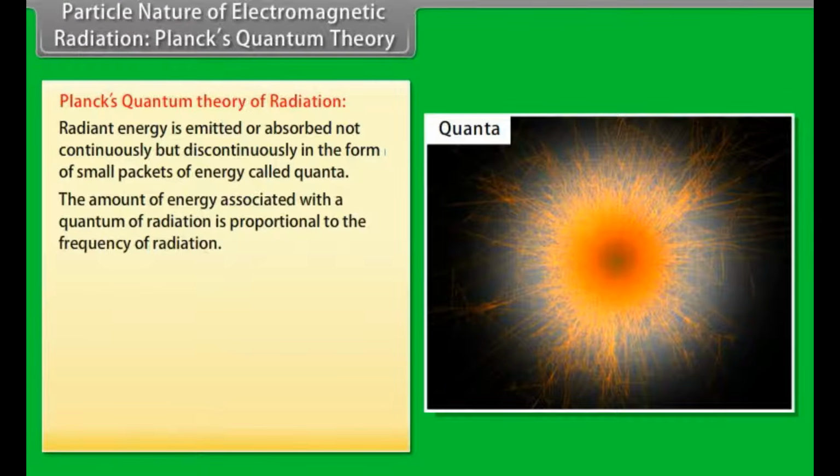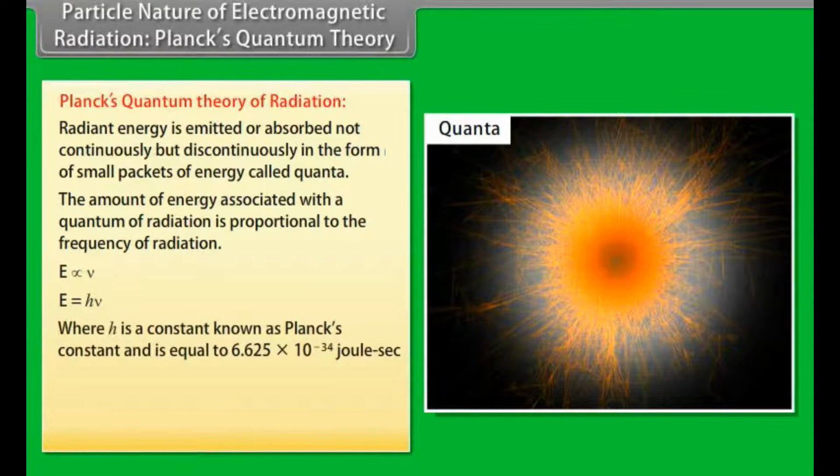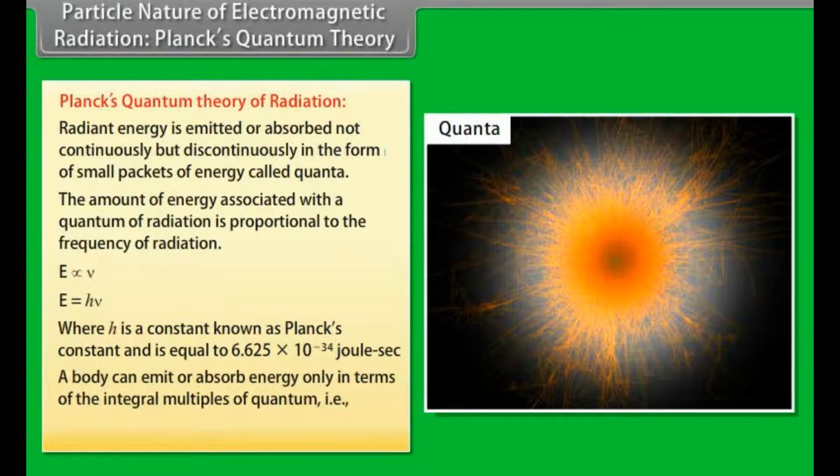The amount of energy associated with a quantum of radiation is proportional to the frequency of radiation, E equals h nu, where h is a constant known as Planck's constant and is equal to 6.625 into 10 raised to the power minus 34 joule second. A body can emit or absorb energy only in terms of the integral multiples of quantum, that is, E is equal to n h nu, where n is equal to 1, 2, 3, 4, etc.